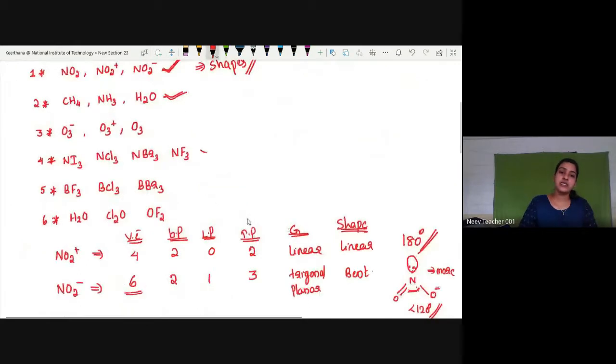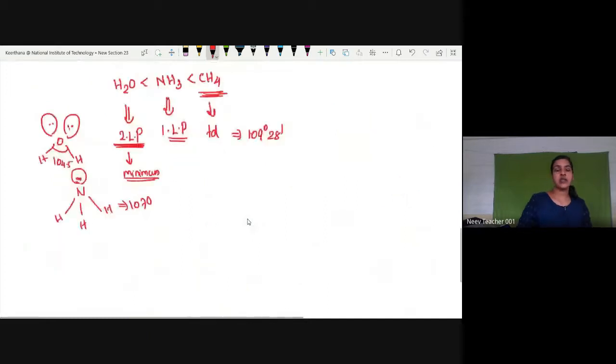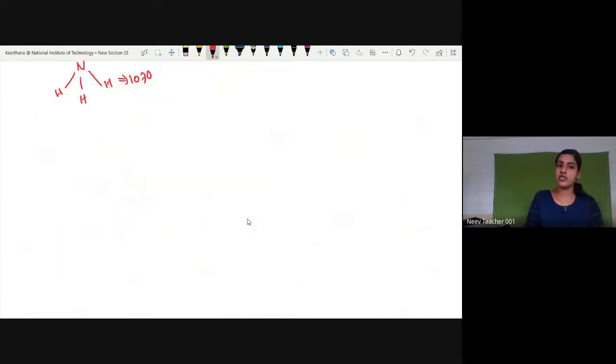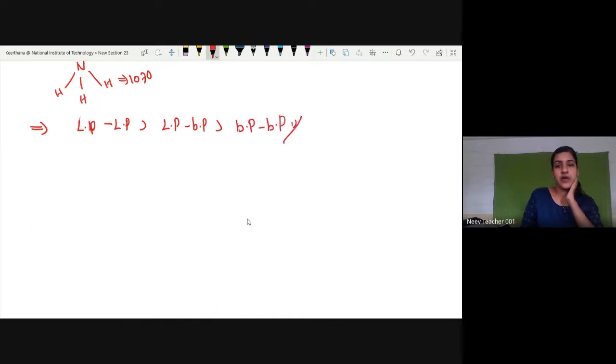So what about NI3, NCl3, NBr3, and NF3? Before comparing that, I need to tell you one more thing. When we were discussing VSEPR, I told you that lone pair-lone pair repulsion is higher than lone pair-bond pair repulsion, which is higher than bond pair-bond pair repulsion. That we already discussed.